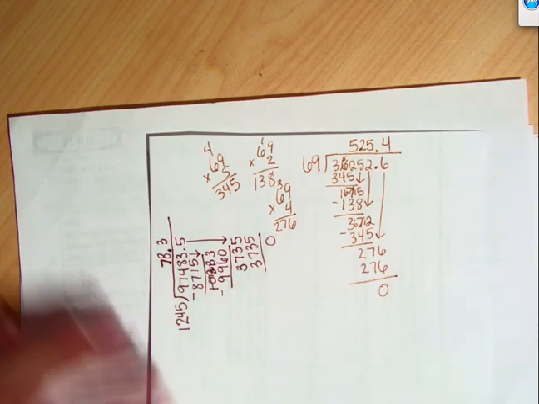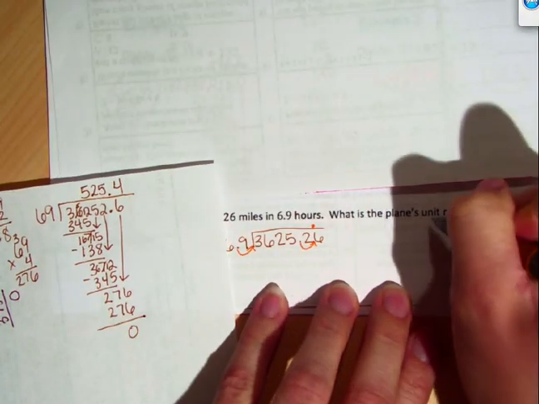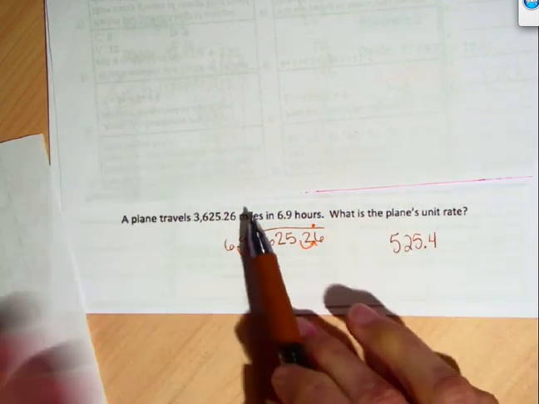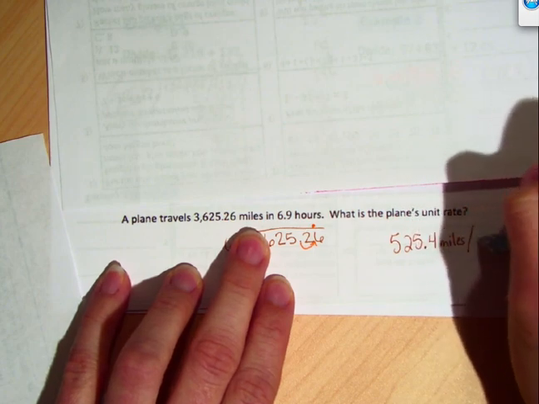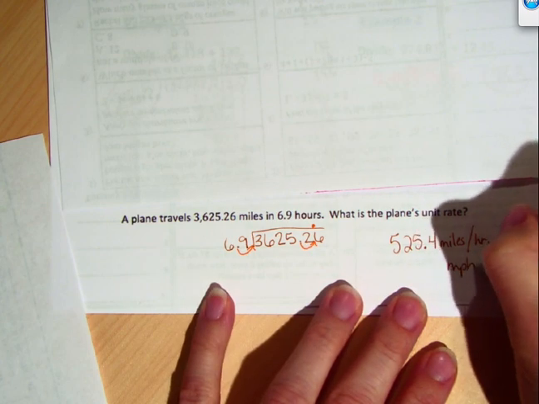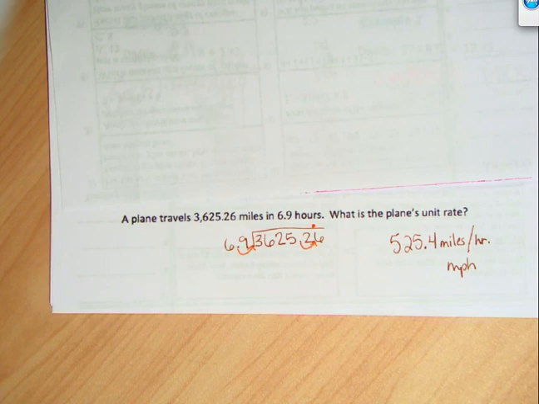So the unit rate, let's move back over here. Our unit rate, the plane's unit rate, is 525.4 miles per hour, or miles per hour. 525.4 miles per hour. That's about how fast it's going.